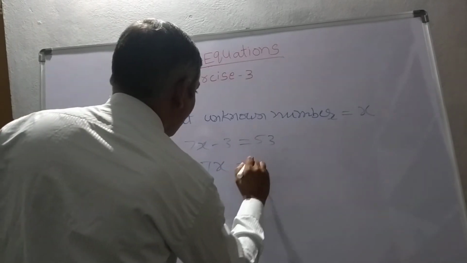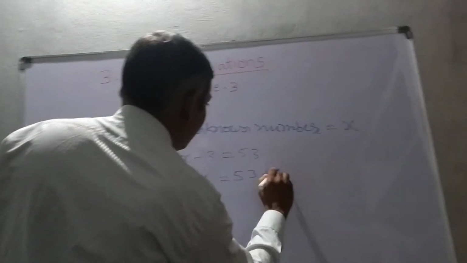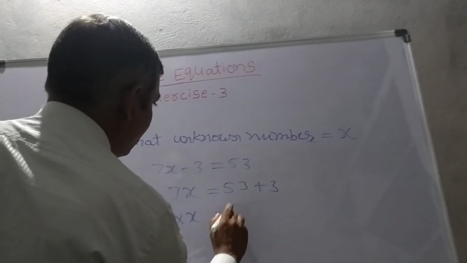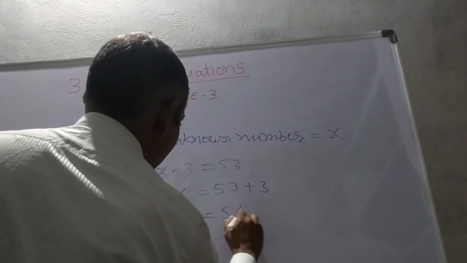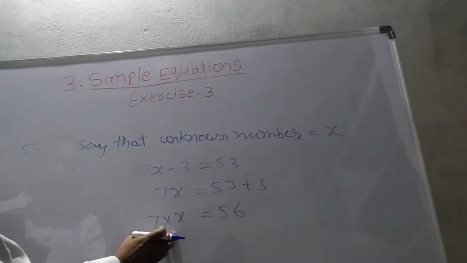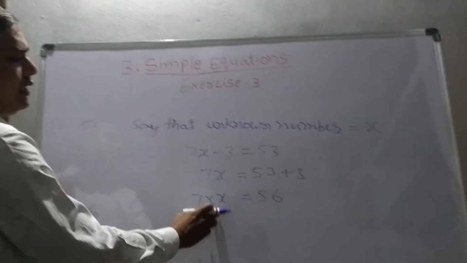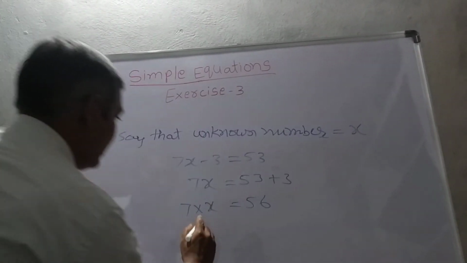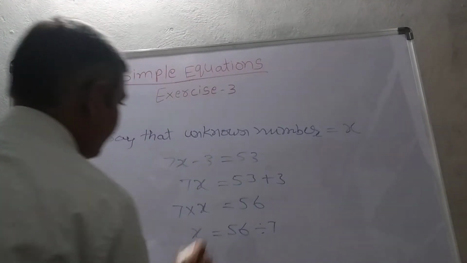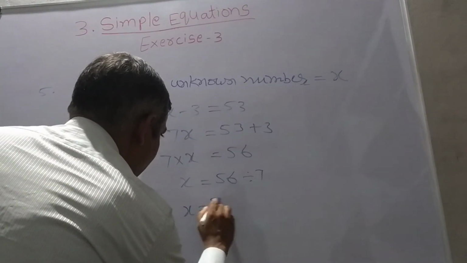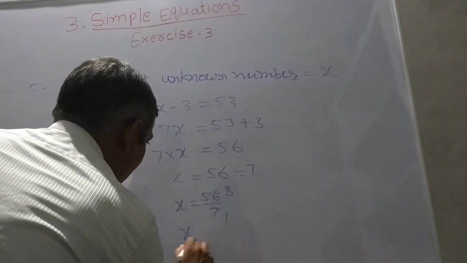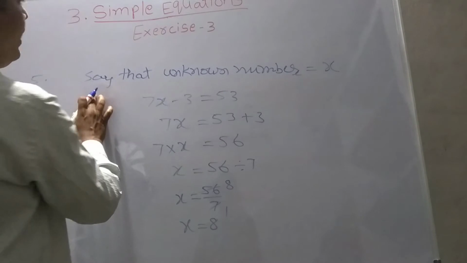7x is equal to 53 plus 3. 7x means 7 into x. That is equal to 53 plus 3, 56. The multiplication symbol is on the LHS. If we transpose into 7 from the LHS to the RHS, it will become division. x is equal to 56 divided by 7. x is equal to 56 by 7. 7 ones are 7, 7 8s are 56. x is equal to 8. The unknown number is 8.